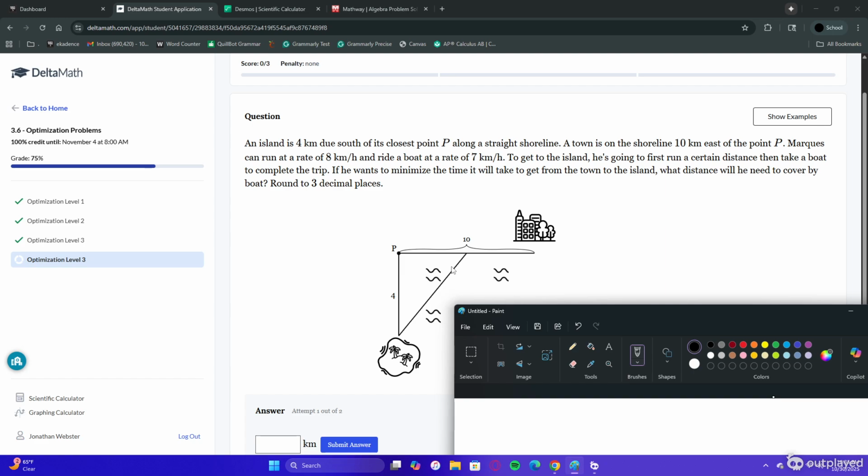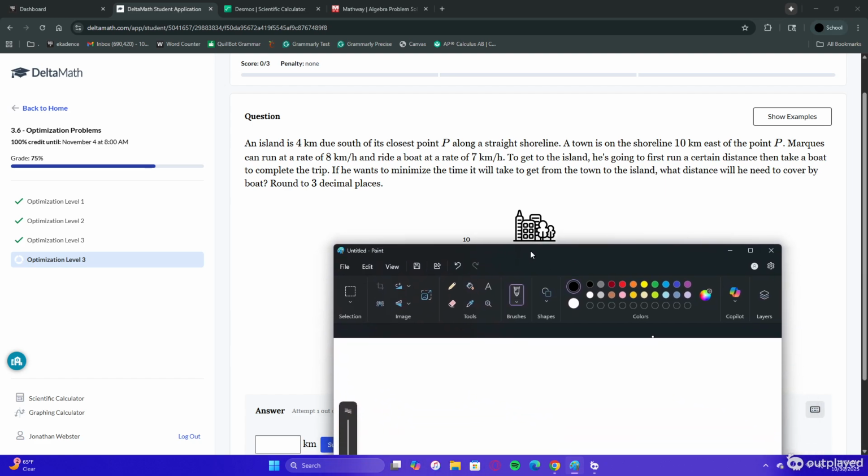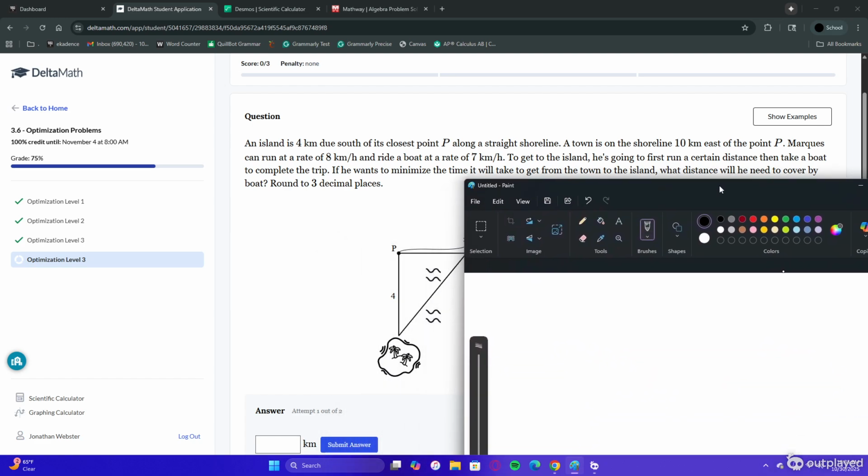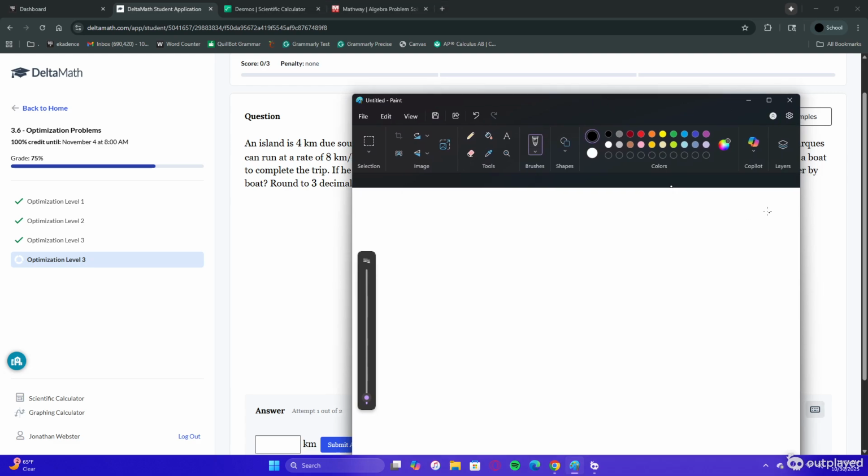So now we have to find out how to minimize the time that it will take to get from the town here to the island, and we're asked to find the distance that he needs to cover by boat. So what this looks like is that there's a town right here and an island right here, and this person Marquez first has to run this way, and then he takes a boat this way to get to the island.